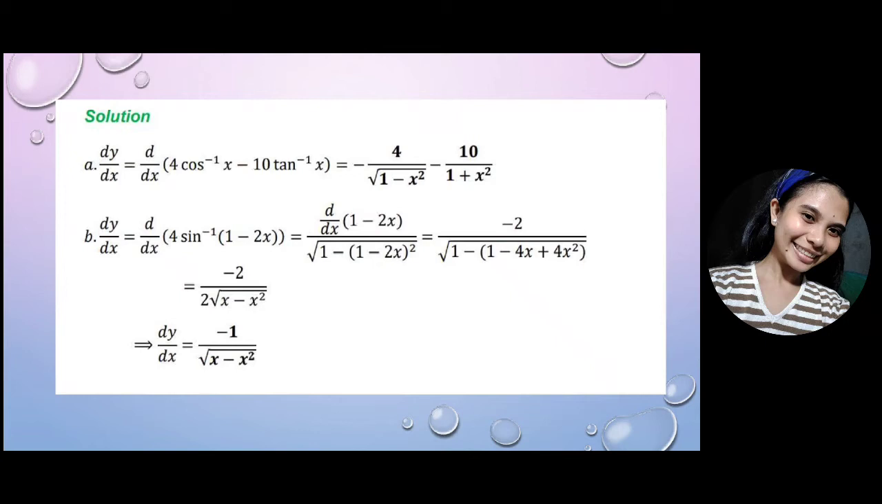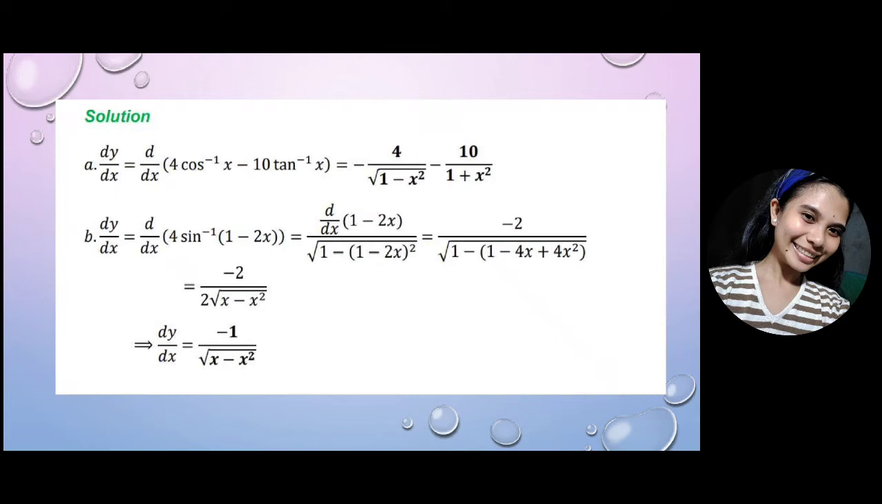So, next problem, we have 4 sine raised to the power of negative 1 times the quantity of 1 minus 2x. Here we have 4, which is a constant number, so it will become 0. And our u in the equation is 1 minus 2x, and its derivative is negative 2. So from the problem, our inverse trigonometric function is sine raised to negative 1. So the formula that we are going to use is the arc sine of u, which is equal to sine raised to the power of negative 1 of u.